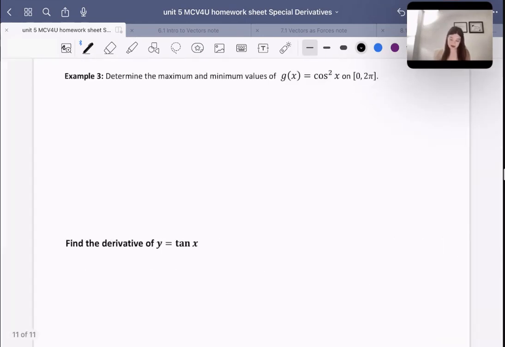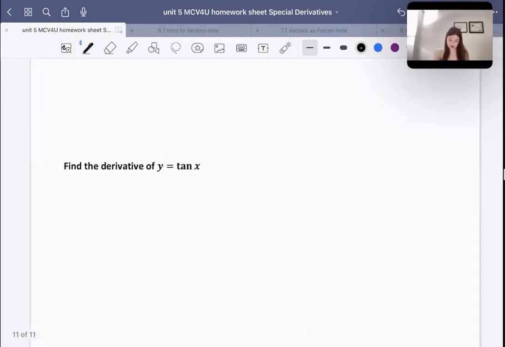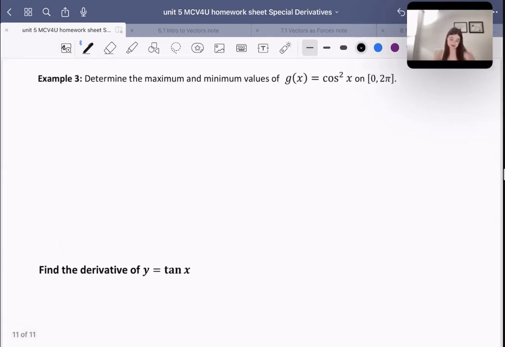All right, time to move on to a couple more examples here. This one says determine the maximum and minimum values of g of x is equal to cosine squared x on 0 to 2 pi. So on that first full cycle. So let's do it.